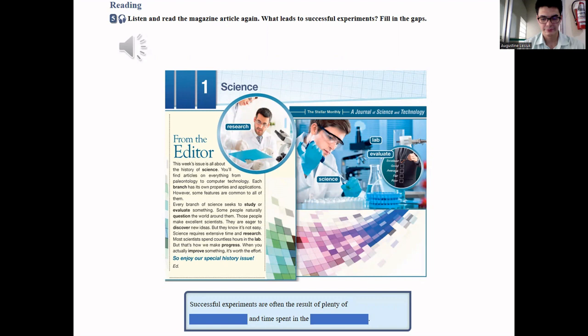They are eager to discover new ideas, but they know it's not easy. Science requires extensive time and research. Most scientists spend countless hours in the lab, but that's how we make progress. When you actually improve something, it's worth the effort. So enjoy our special history issue. Editor.